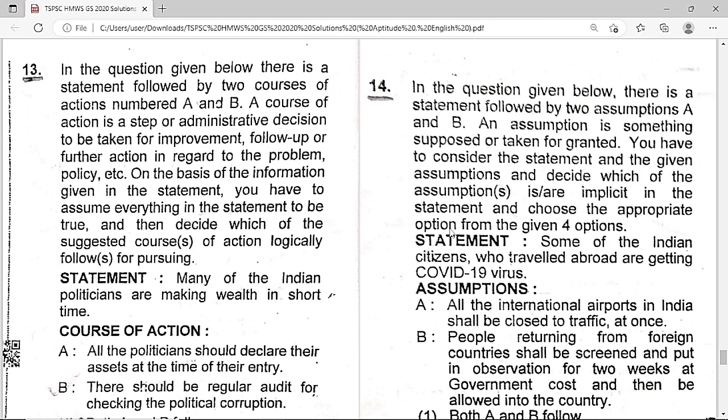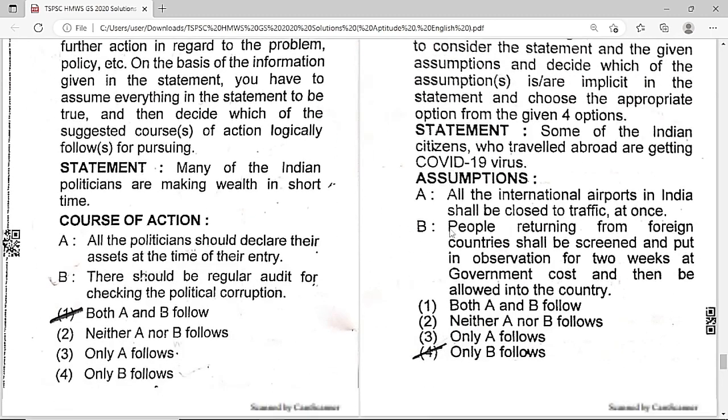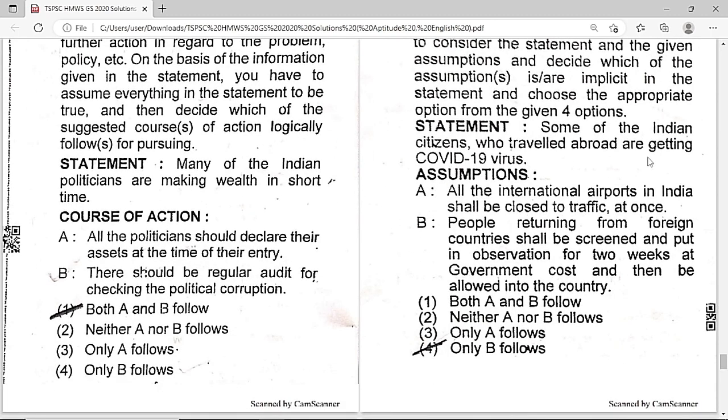In the question given below, there is a statement followed by two assumptions A and B. An assumption is something supposed or taken for granted. We have to consider the statement and the given assumptions and decide which of the assumptions is implicit in the statement and choose the appropriate option from the given four options. So what is the statement? Some of the Indian citizens who traveled abroad are getting the COVID-19 virus. Yes, it is true. Definitely most of them are getting the COVID-19 virus. So what is the assumption?